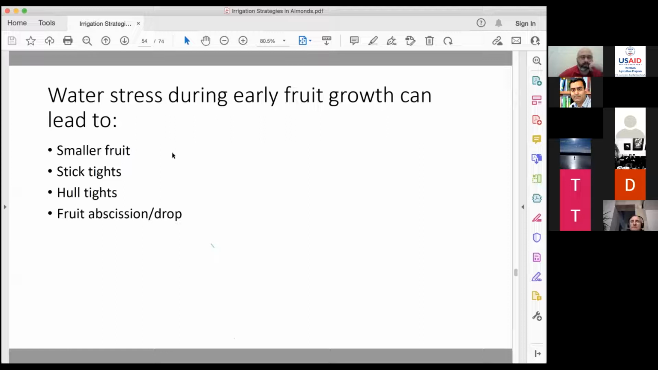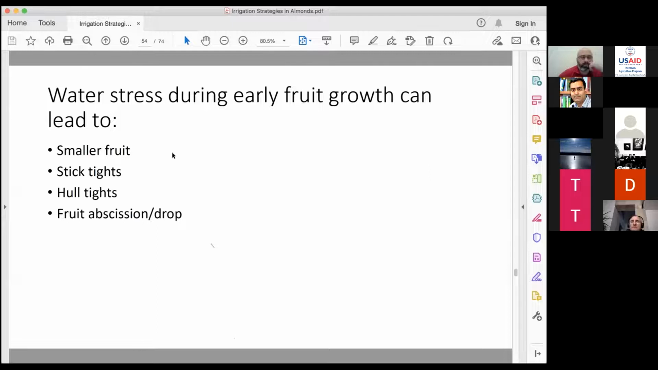It can also increase hull tights. Hull split is a physiological process. When the trees are irrigated properly and the nuts attain full maturity, the hull starts splitting. Wherever we have water stress and did not apply enough water during the early fruit growth stages, we do not have hull split. So the hull tights are basically the nuts that still have a tight hull on them, did not split, and that's a nut quality issue.